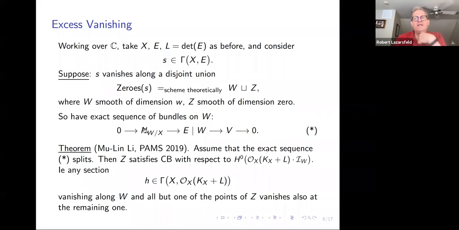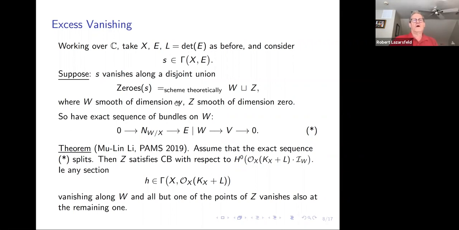And then what that means is that you're going to get an exact sequence from the actual normal bundle of W in the variety that maps to the restriction of E to W. So E restricted to W is what would have been the normal bundle had the vanishing been proper. And then the quotient is some vector bundle V. So V is a vector bundle of dimension, I guess, dimension W. And if you know Fulton-MacPherson intersection theory, for example, this is the bundle that comes up in their excess intersection theory. Okay, so here's Moulin Lee's statement.